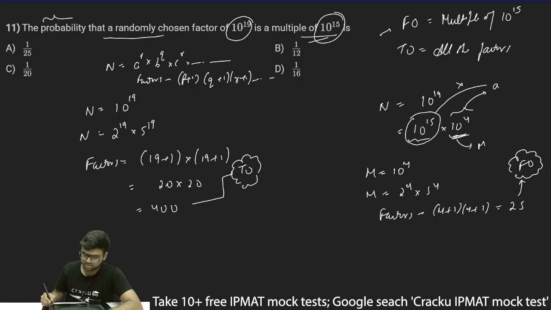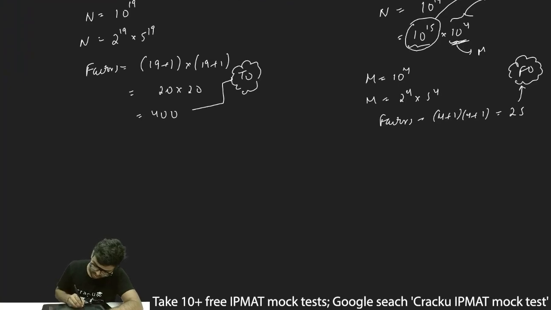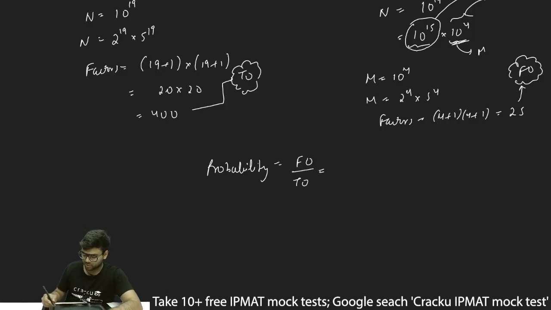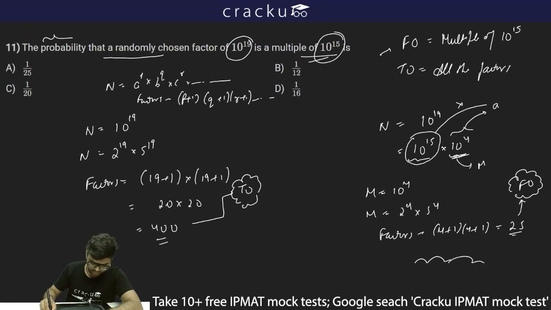Now we need to find the probability. Probability is equal to favorable outcomes divided by total outcomes. What is the favorable outcomes? It is 25. So 25 divided by what are the total outcomes? It is 400. So 25 divided by 400. Thus probability will be 1 by 16, and therefore the correct answer is option D, 1 by 16.